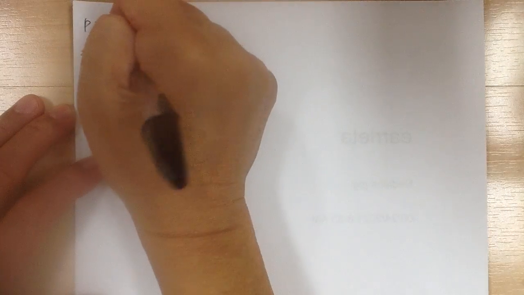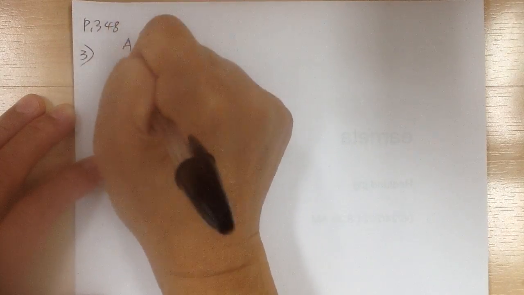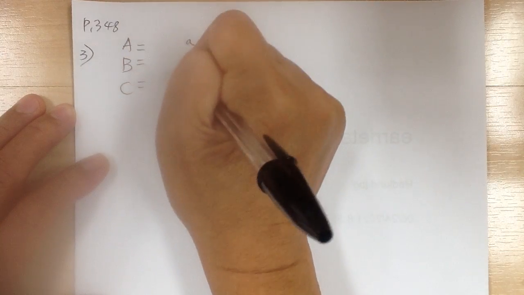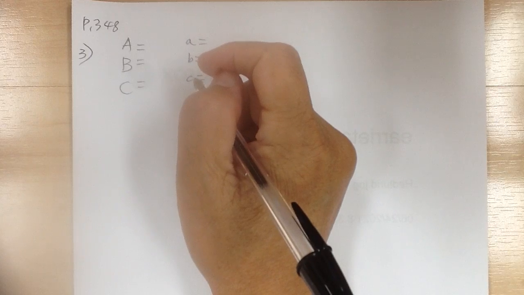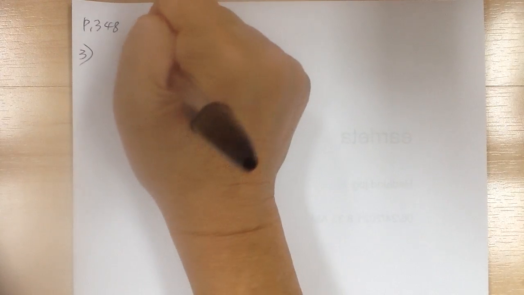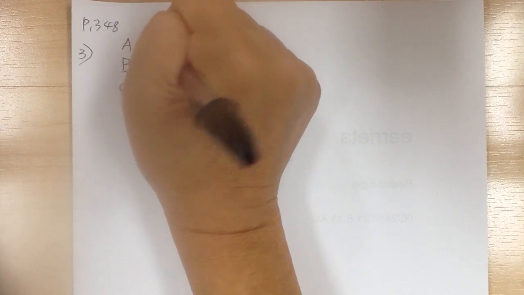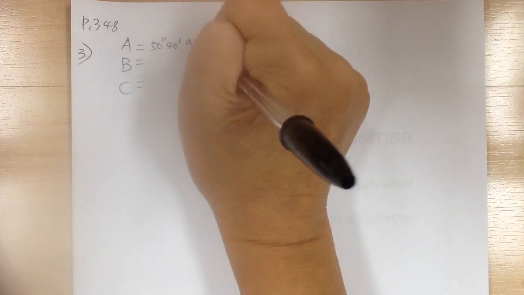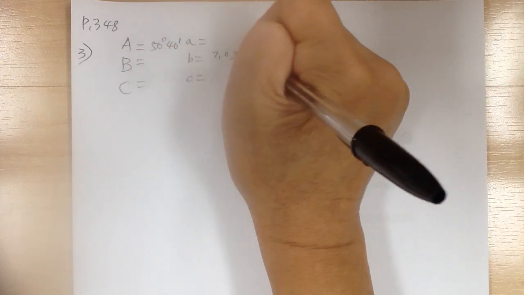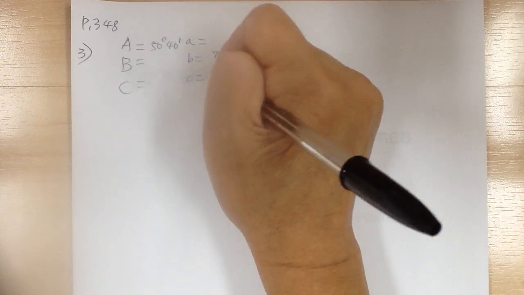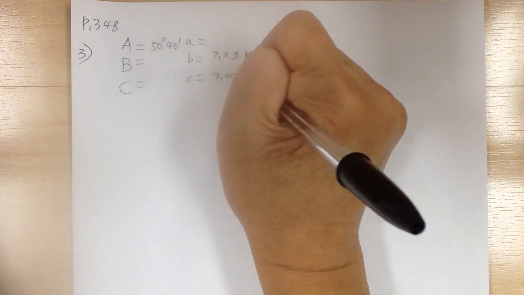Okay, let's go to page 348 and start with number 3. So this one you're solving for a triangle. Whenever you're solving for a triangle, you need to get your ABC. So you've got A, B, C, and small a, small b, small c. A is 50 degrees and 40 minutes. Small b is 7.03 millimeters, and small c is 7.00 millimeters.